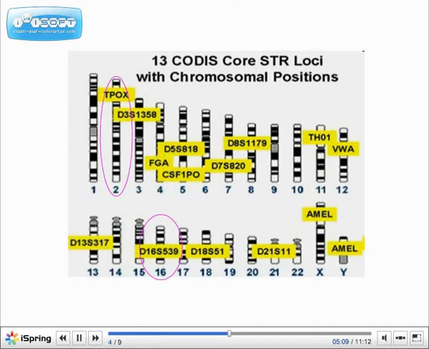A homozygous individual at the TPOX locus has two copies of the same short tandem repeat, for example, one allele 8 inherited from each parent, whereas a heterozygote would have two different alleles, for example, an allele 8 inherited from one parent and an allele 12 from the other parent, or an allele 7 from one parent and a 10 from the other parent.